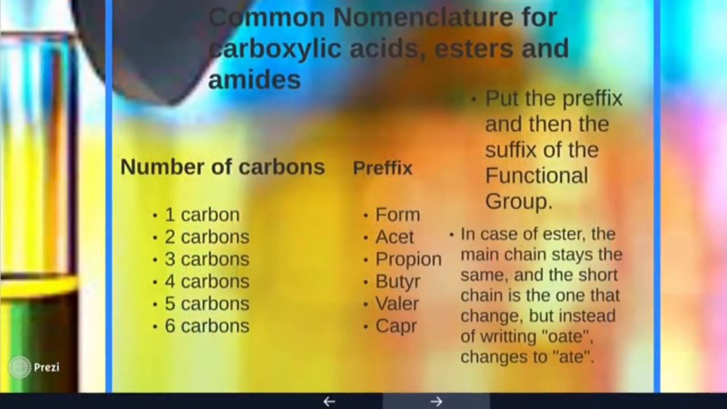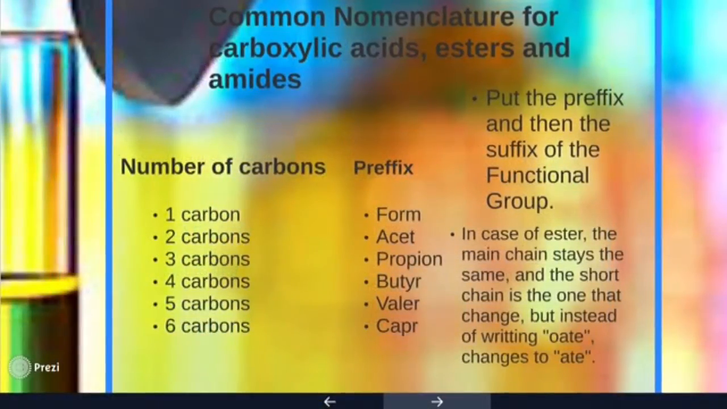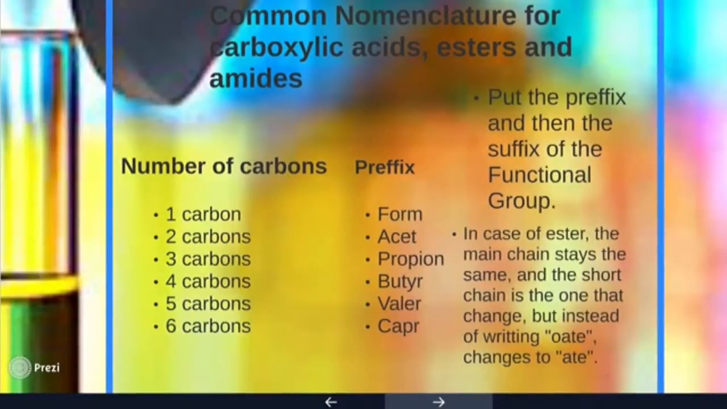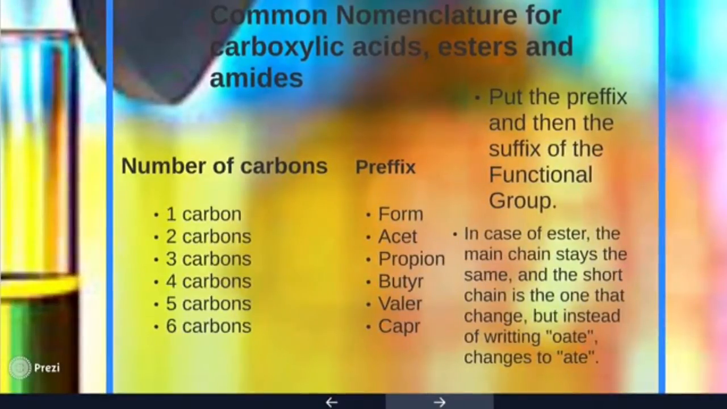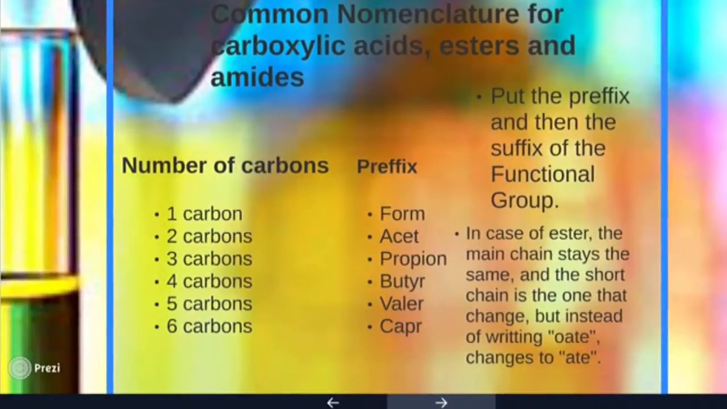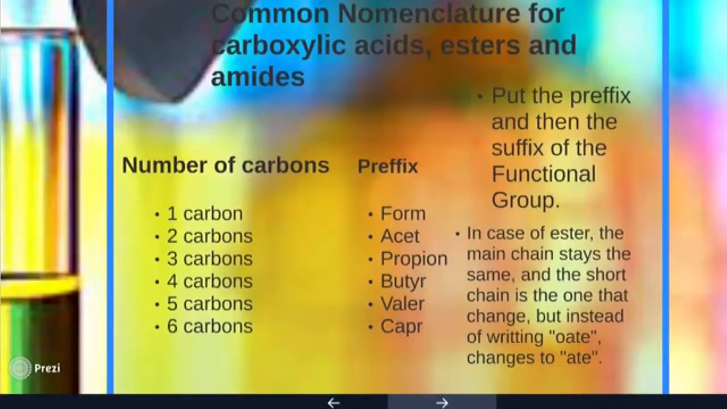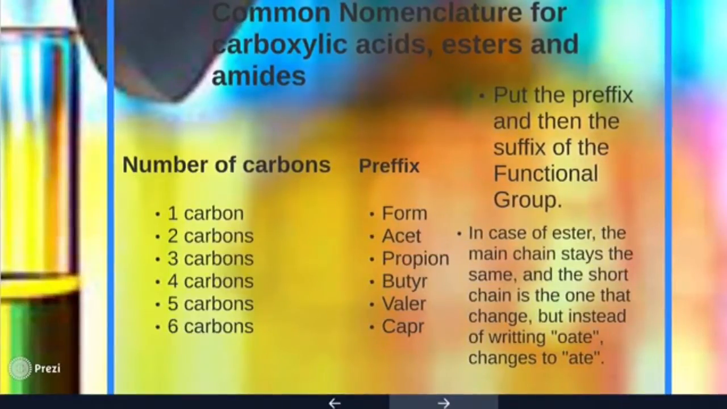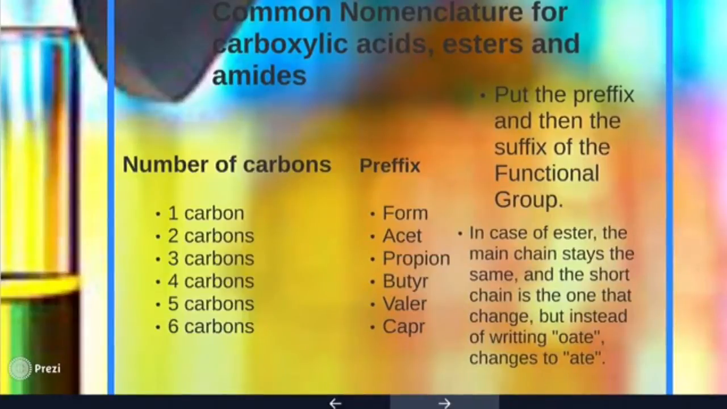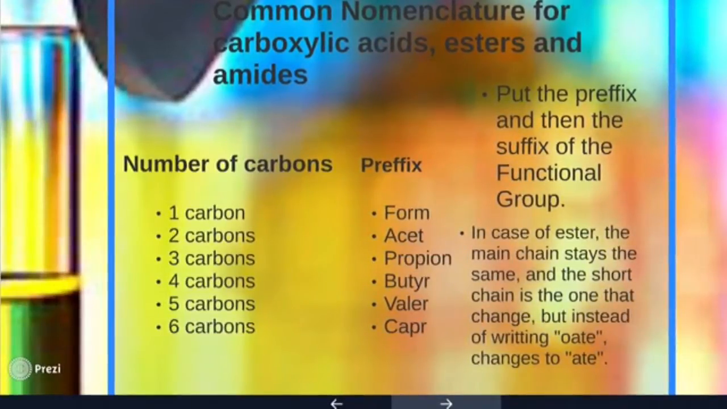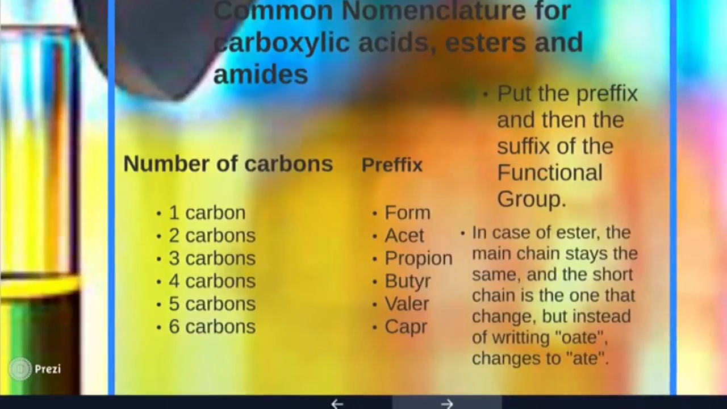Common nomenclature for carboxylic acids, esters, and amines. You have to put the prefix and then the suffix of the functional group. If it has one carbon, the prefix is form; 2 carbons, acet; 3 carbons, propion; 4 carbons, butyr; 5 carbons, valer; and 6 carbons, capro. In case of esters, the main chain stays the same and the short chain is the one that changes, but instead of writing "ic", change to "ate".